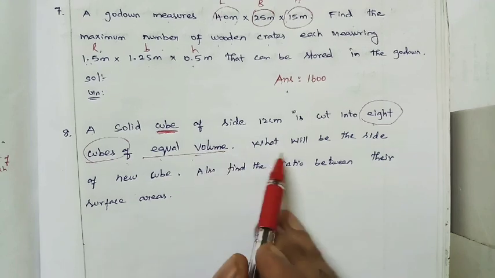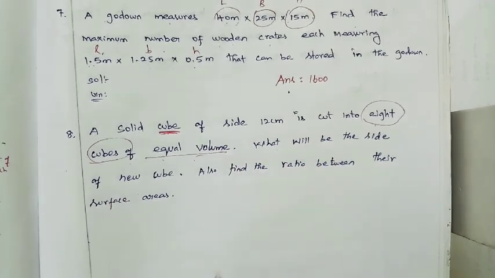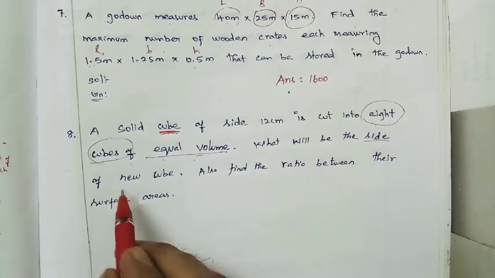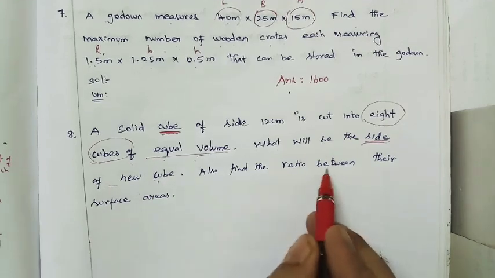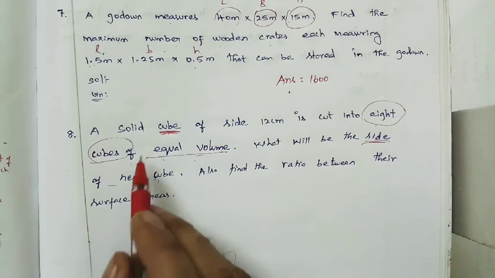Their volumes are equal. So what will be the side of a new cube? After cutting into 8 cubes, they ask you to find the side of a new cube. Also find the ratio between their surface area. How we want to find? So very simple. First you can find this.